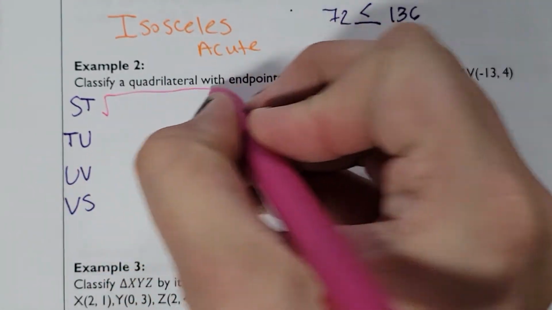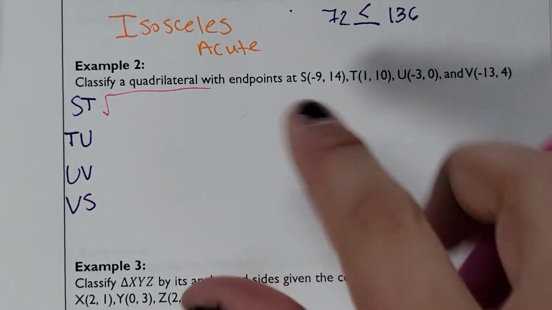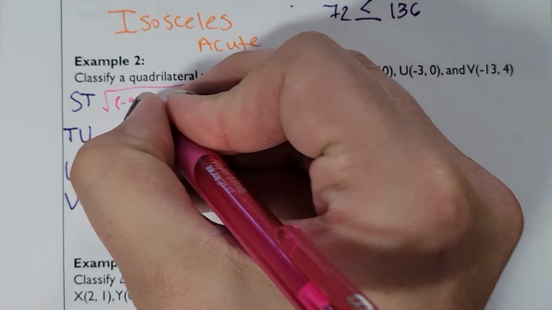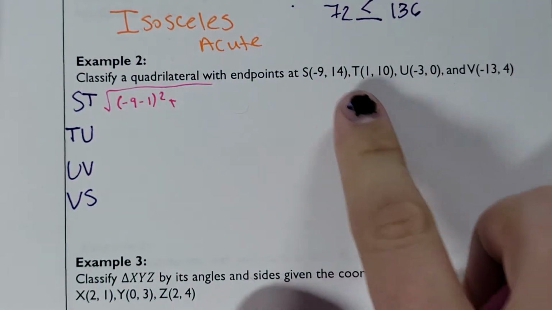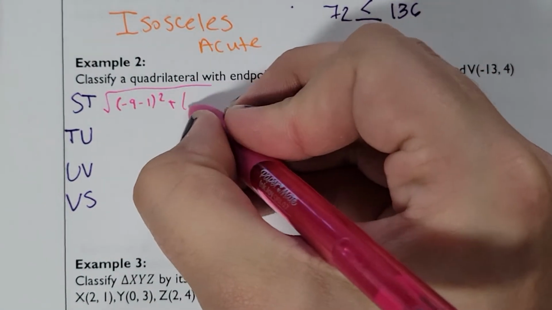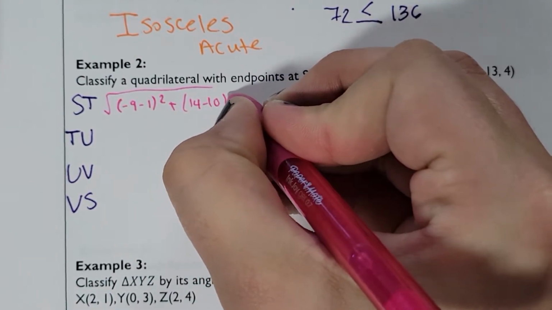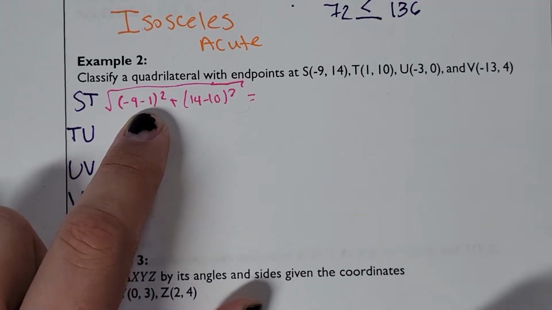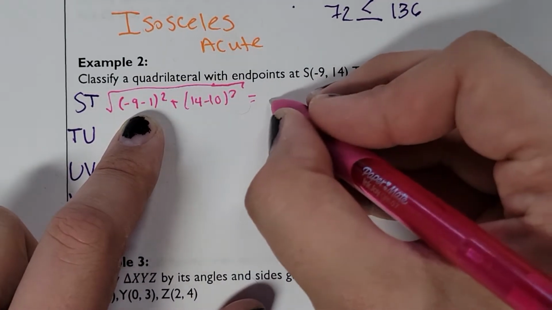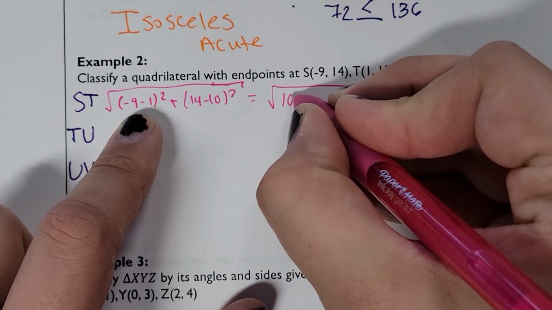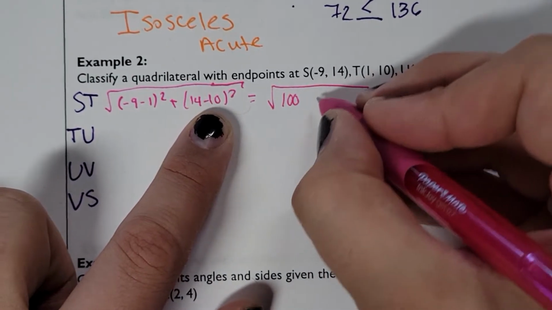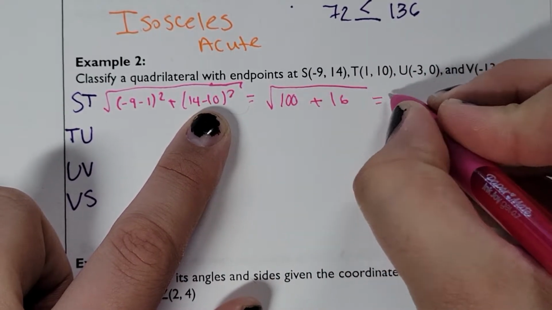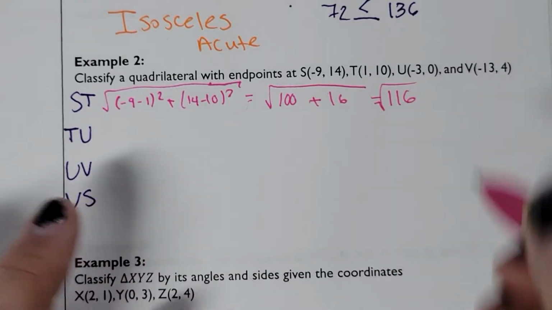I got square root of -9 minus 1 squared plus 14 minus 10 squared. Working this out, I got -9 minus 1, which is going to give me -10, and -10 squared is 100. 14 minus 10 is 4, and 4 squared is 16, so I get 116 square rooted.